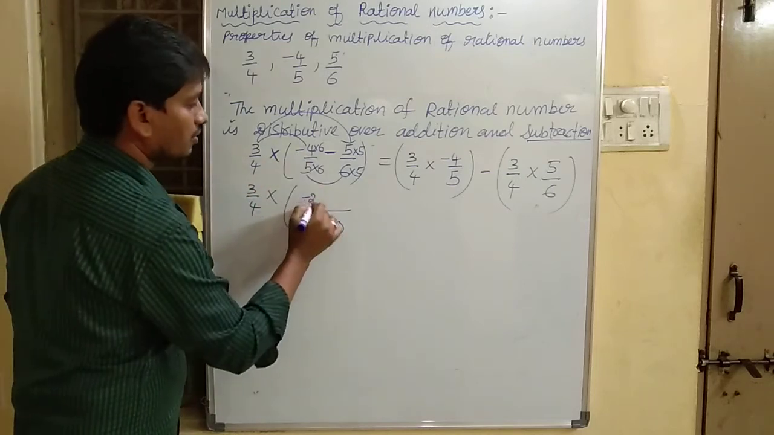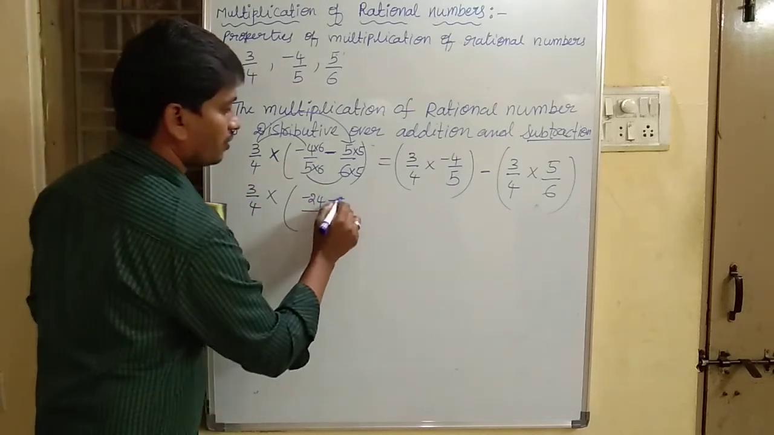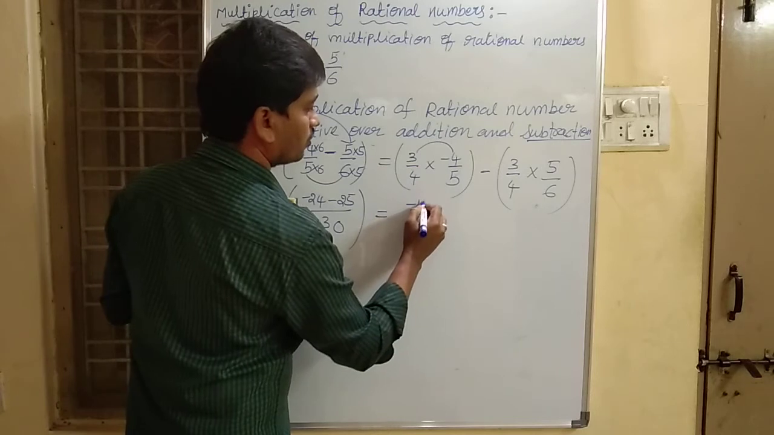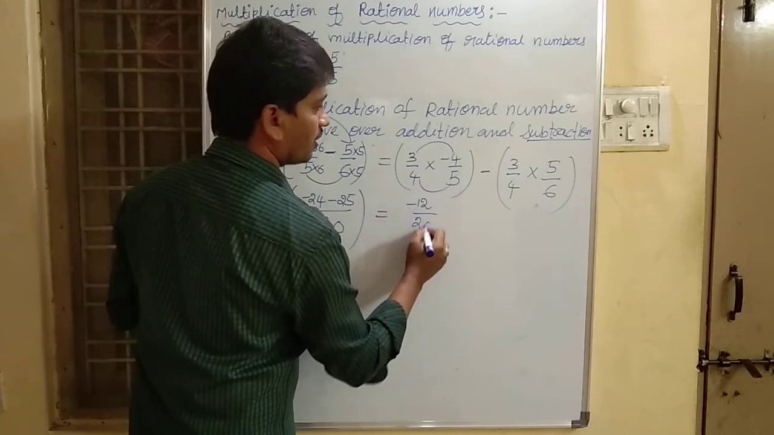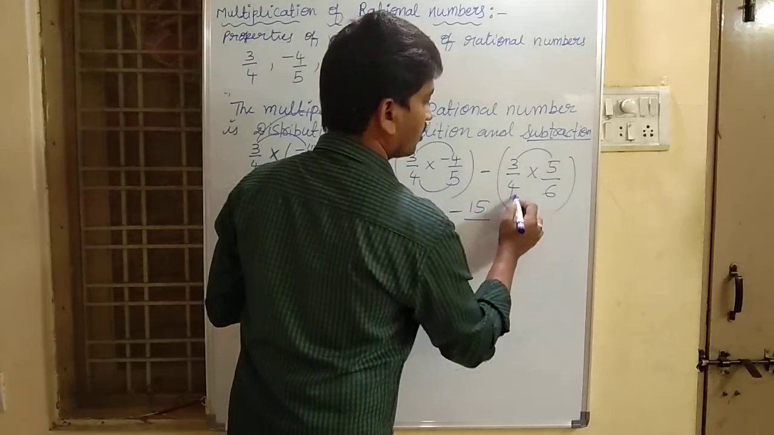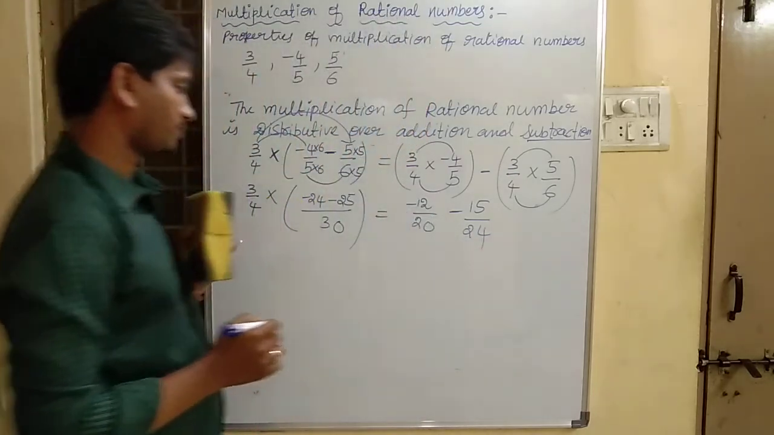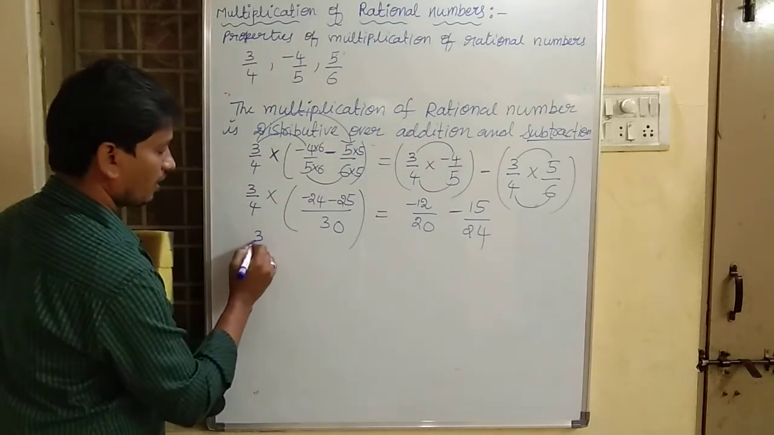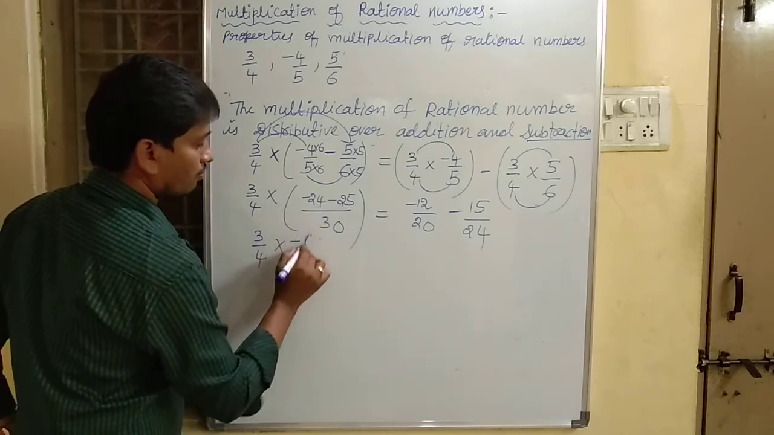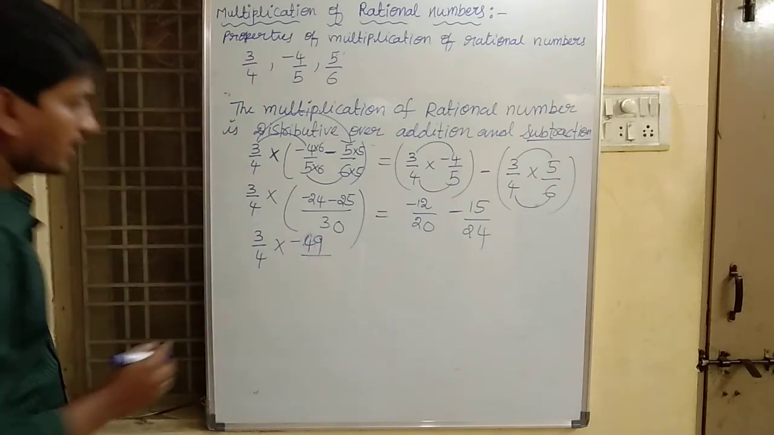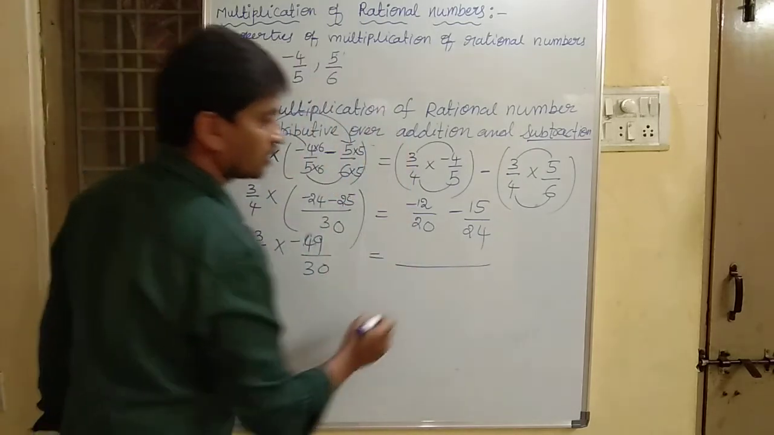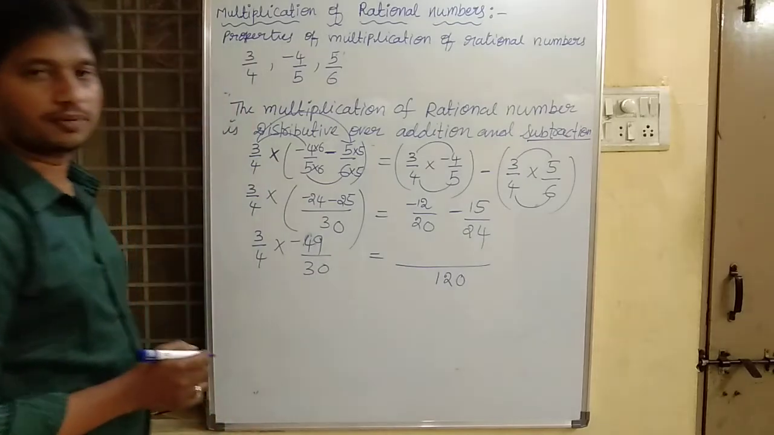Minus 4 into 6, minus 24, minus 5 into 5, minus 25, is equal to 3 into minus 4, minus 12, 4 into 5, 20, minus 3 into 5, 15, by 4 into 6, 24. So here 3 by 4 into minus 24 minus 25, which is equal to minus 49 by 30, equal to, what is the LCM of 20 and 24? Just now we did, which is 120.